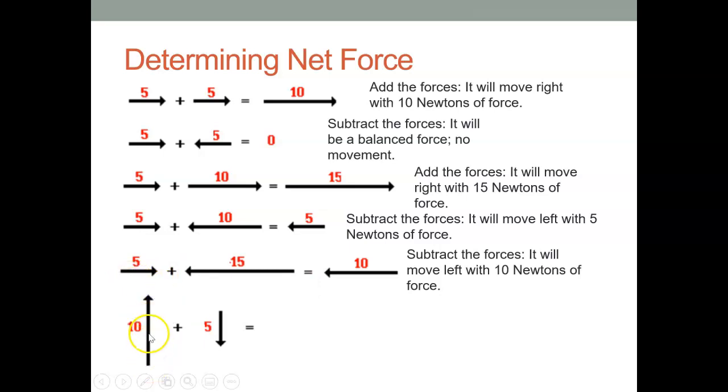Now, you can also go up and down. Here we have up 10 newtons, down 5 newtons, which gives you a net gain of 5 newtons moving in the upward direction.